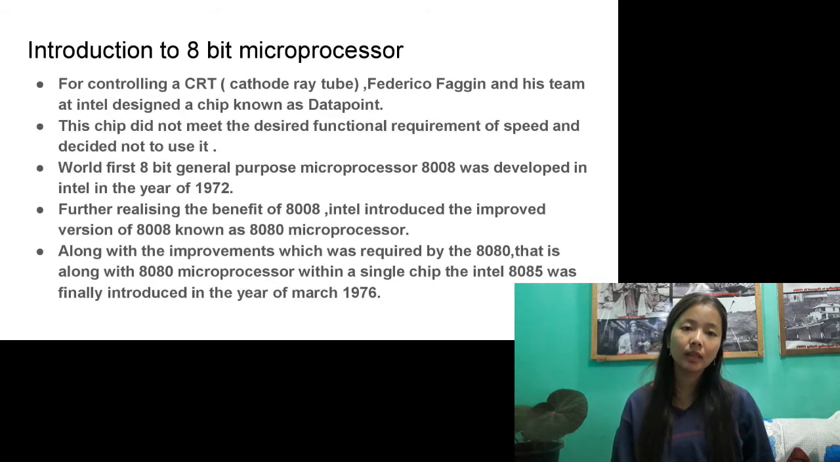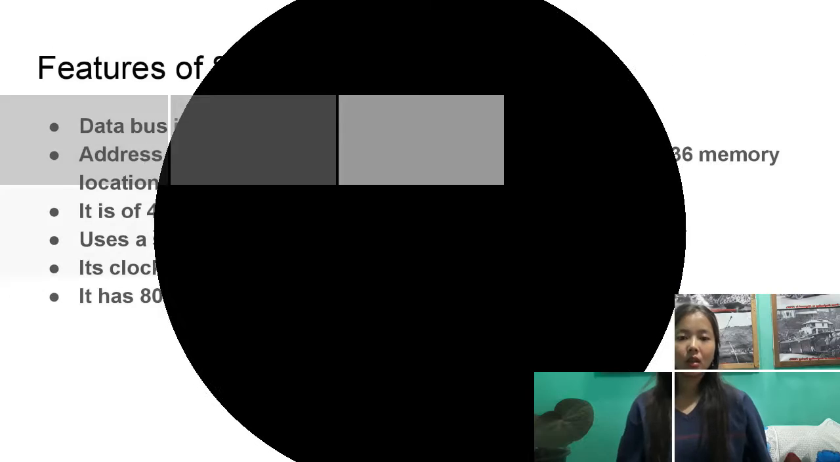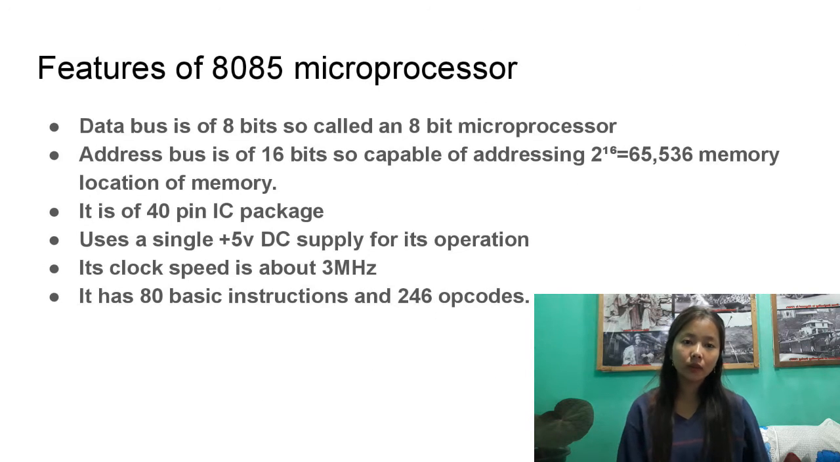Along with the improvements in integration technologies, the 8224 clock generator and 8228 system controller chips, which were required by the 8080, got integrated by Intel along with the 8080 microprocessor within a single chip. That is how the Intel 8085 was finally introduced in the year 1976. So now let's talk about the features of the 8085 microprocessor.